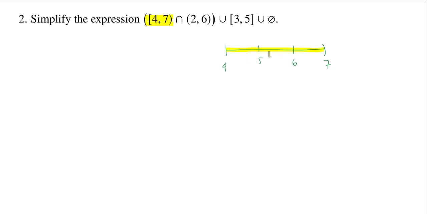4.8 and 5.1 and 2 pi. That's about 6.28, see. There's an infinite number of numbers in here, right? So we have to start with that.